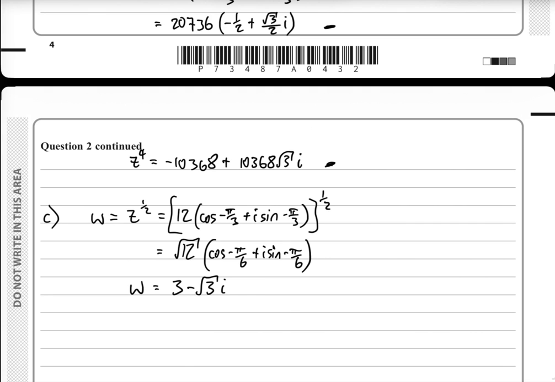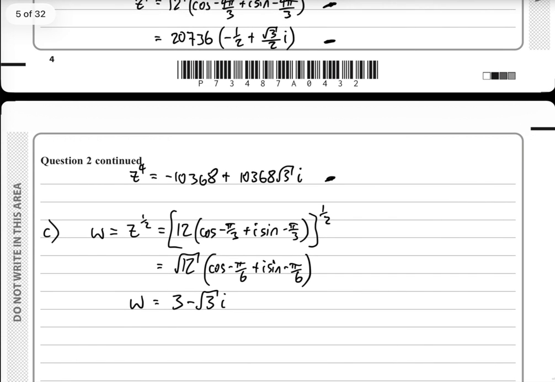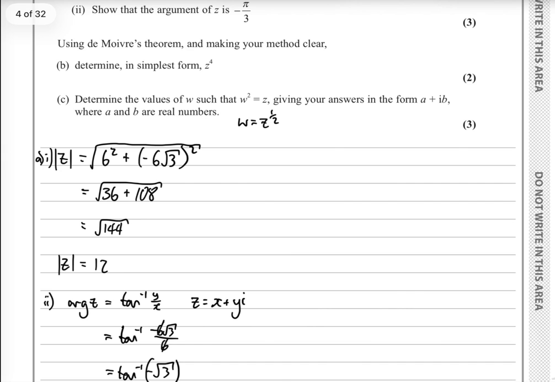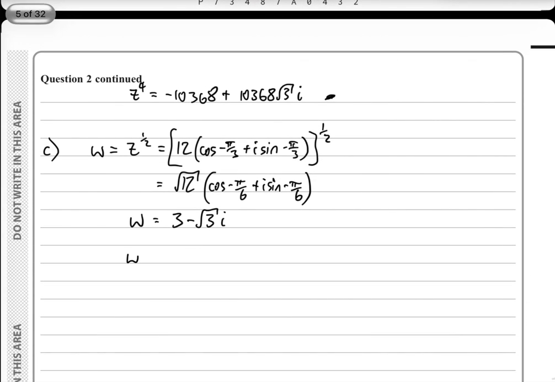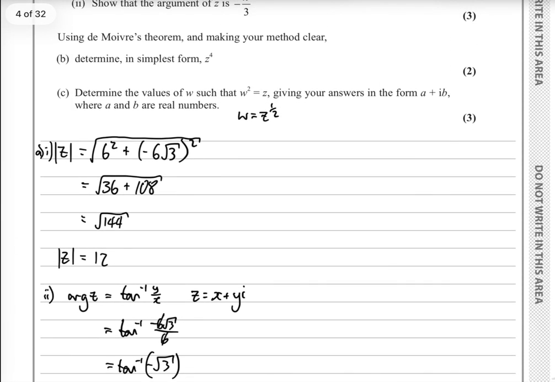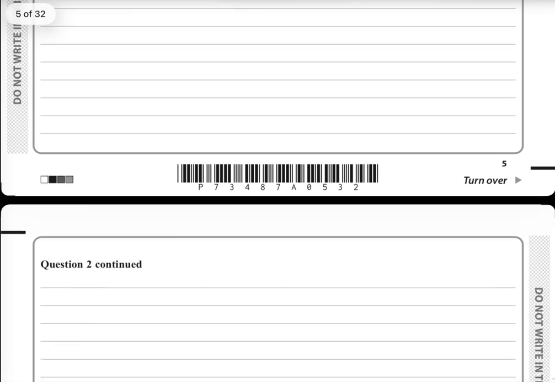Now we have to be a little bit careful here because it's a square root. So actually, if w squared equals z, I could have a plus minus of this. So there should be two results here. Like that. And that is the question finished. On to question number 3.